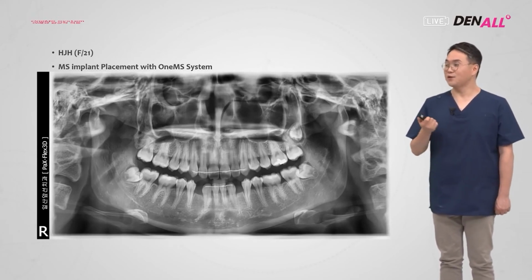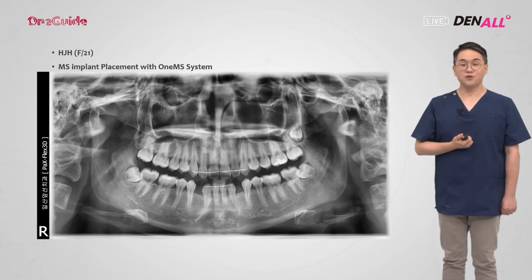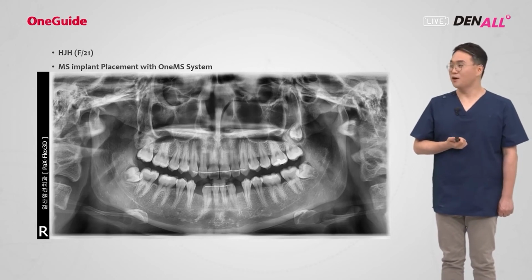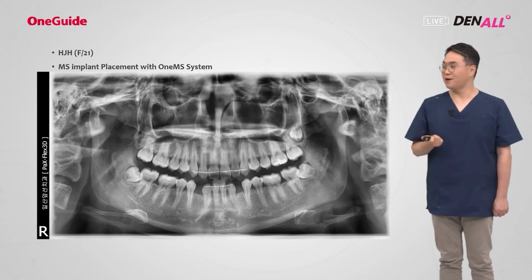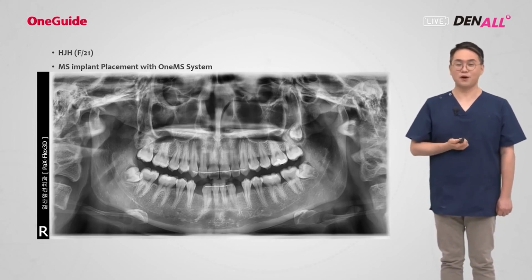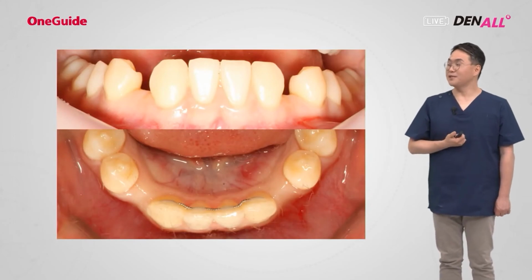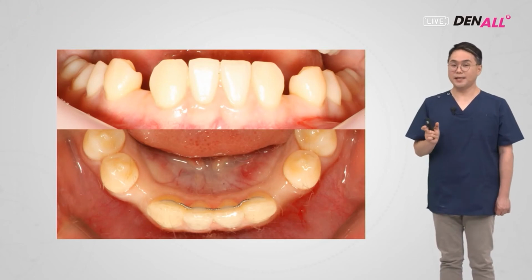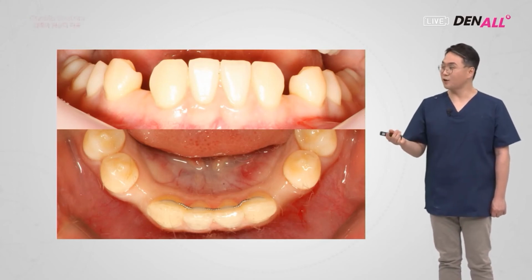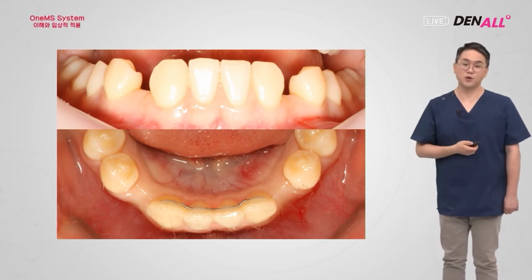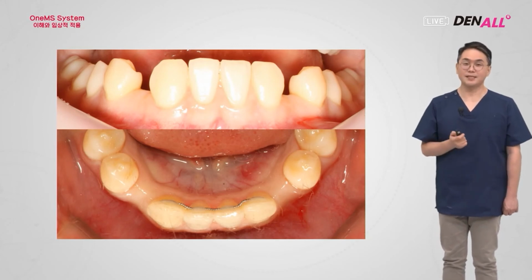21-year-old female. On the canine side, there's a missing tooth, so she had orthodontic treatment and secured some space. She came to me to have an implant. As you can see, with MS implants, you could say I could just place it, but the mesial-distal distance might be okay, but the buccolingual side was very thin because there is a missing tooth.